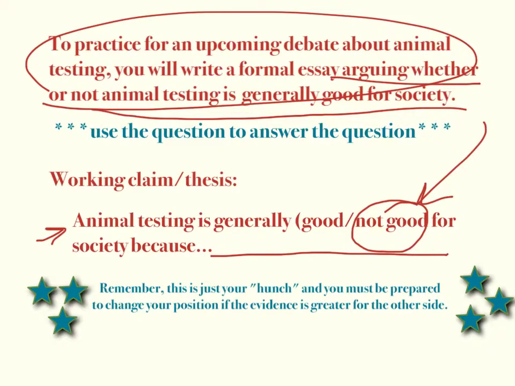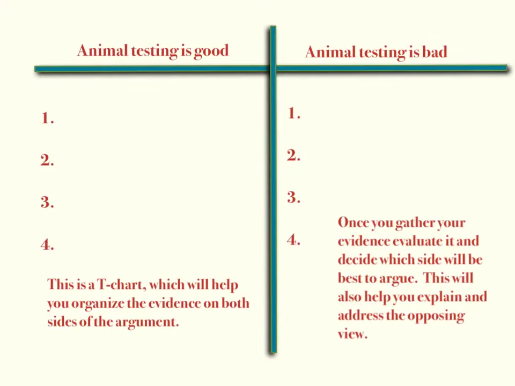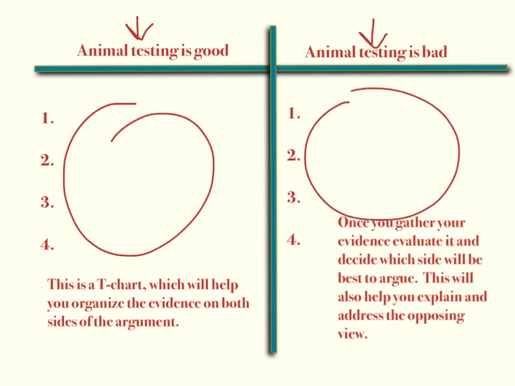So what do I do next? What do I do to complete my thesis and make the best claim based on the evidence in the sources? What you should do whenever you are writing about an issue, both during argumentation or persuasion, is to set up a T-chart. This will help remind you that you are looking for evidence for both sides of the issue. At the top of the chart, you will want to clearly write both sides of the argument, and as you read, you should enter evidence for either side of the argument.